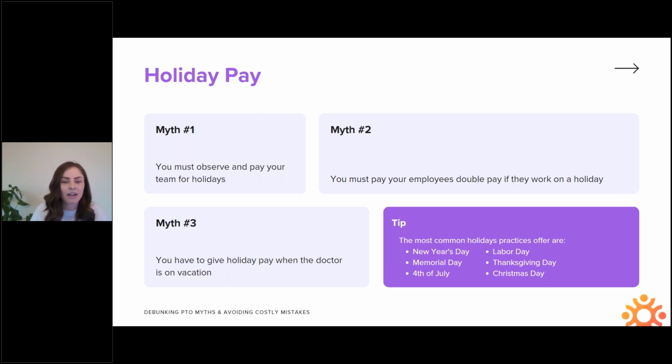The most common holidays that we see practices offer are New Year's Day, Memorial Day, 4th of July, Labor Day, Thanksgiving Day, and Christmas Day. So the main 6, as I like to call them. Again, not a requirement. If you can offer more, then great. Your employees will feel very taken care of, I'm sure. But again, it's not a requirement.